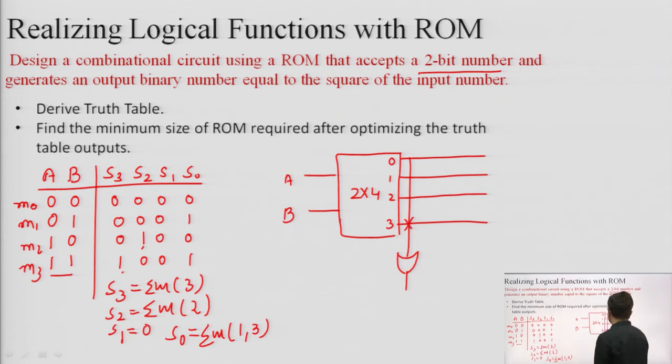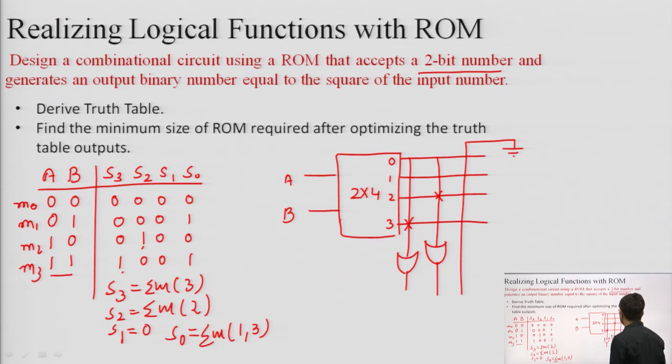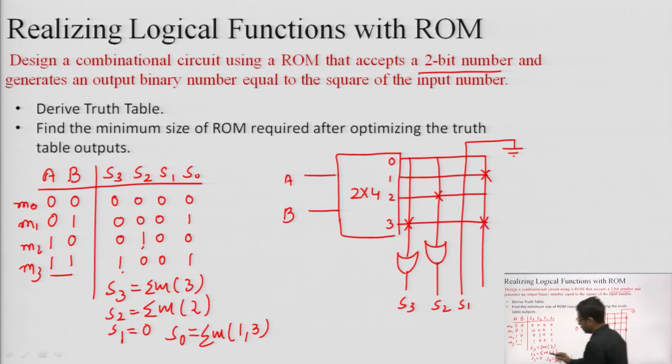Similarly, for S2, something like this. S1 is not connected anywhere. So, we can make some connection like this. Okay. So, it is not connected anywhere. So, this is S3, this is S2, this is S1, and now S0, 1 and 3. Okay. So, this is 1 and this is 3. So, we have to erase this actually, because this wire has become a bit long. So, this will be your S0. Okay.